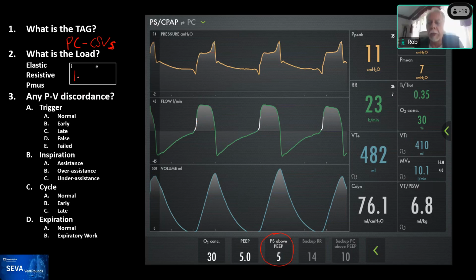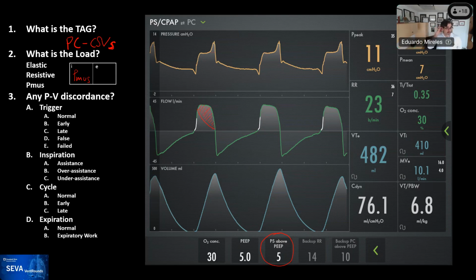Pmus, elastic, resistive? What is the feeling in the group? Elastic, resistive, one of each. So there's a balance here. Pmus. So we got one of each: elastic, resistive, and Pmus.